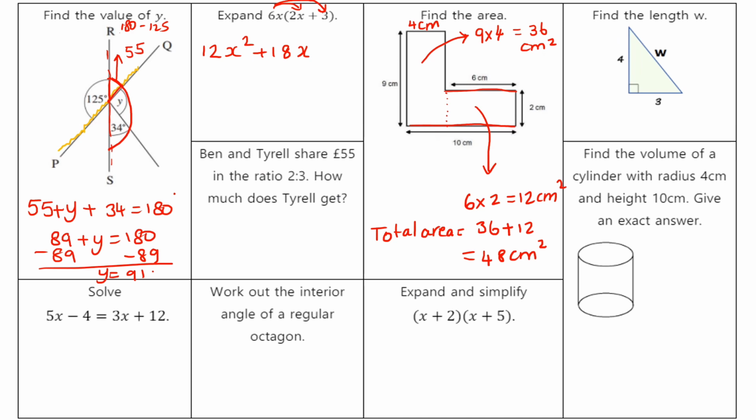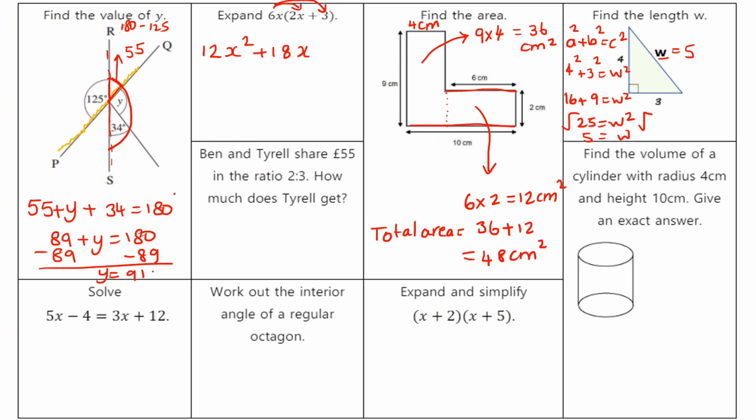Next question, find the length w. It's a right angled triangle with 2 short sides given to you. So you're looking for the longer side, which is the hypotenuse. So we're going to use Pythagoras' theorem. So it's a squared plus b squared equals c squared. A and b are the 2 short sides. So 4 squared plus 3 squared equals w squared. 4 squared is 16, 3 squared is 9, so that's 25 is equal to w squared. Inverse of squaring something is square rooting it, so I'm going to square root both sides and it will give me 5. So the length of w is 5.